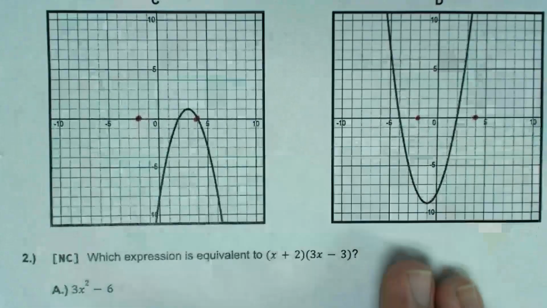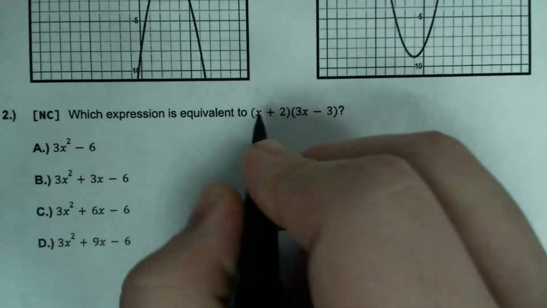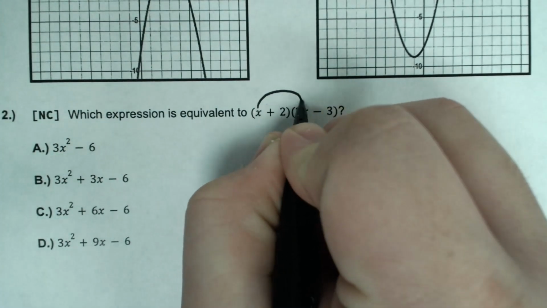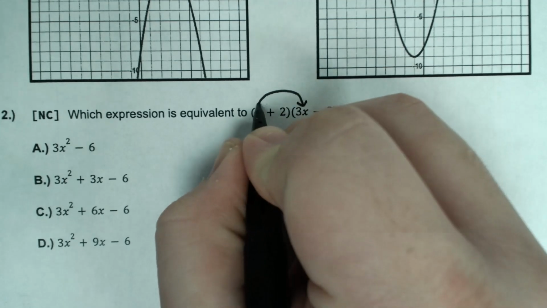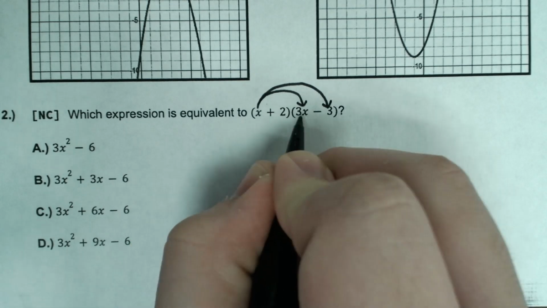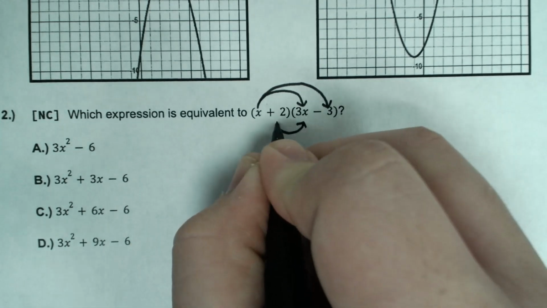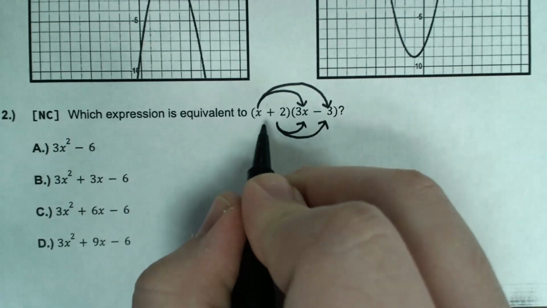Number 2. Which expression is equivalent to x plus 2 times 3x minus 3? What do you think we should do here? Oh, I know. We should multiply. And by multiply, we're going to double distribute. That's where we take x and distribute it to the 3x minus 3. And then we take the 2 and distribute it to the 3x minus 3. So you get a third number, right?